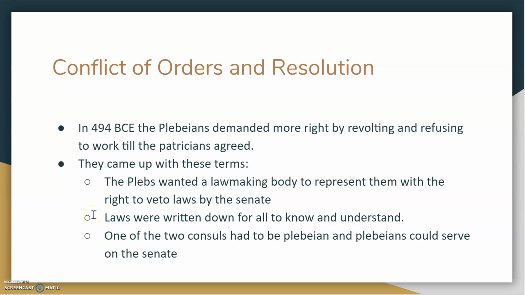The second thing was that laws had to be written down for everyone to know and for all to understand. That way they couldn't just change them in a day and kind of surprise the plebeians. The last one is one of the two consuls had to be a plebeian, and the plebeians could serve on the Senate. So they got a ton of rights by protesting, and it kind of evened out the government of Rome, and more people could participate.